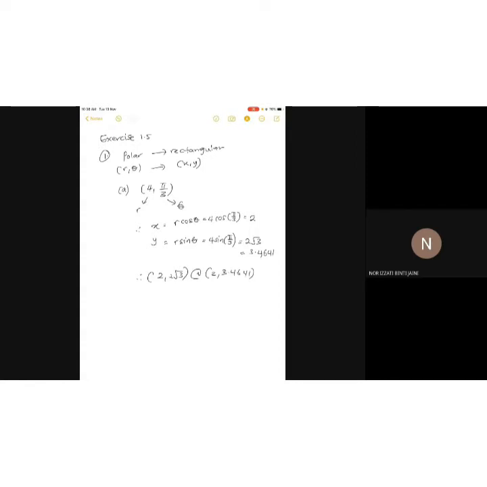The same goes for B and C. For B, your r will be 2 and your theta will be negative pi over 6. For C, your r will be negative 6 and your theta will be pi over 3. You just substitute into the formulas r cos theta and r sin theta.